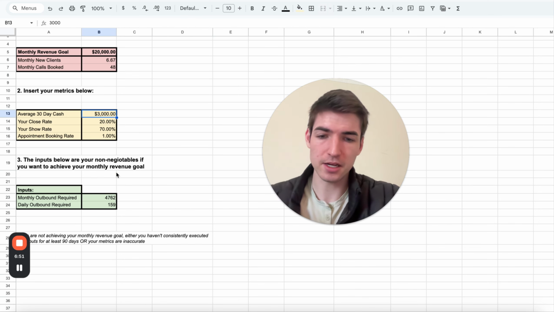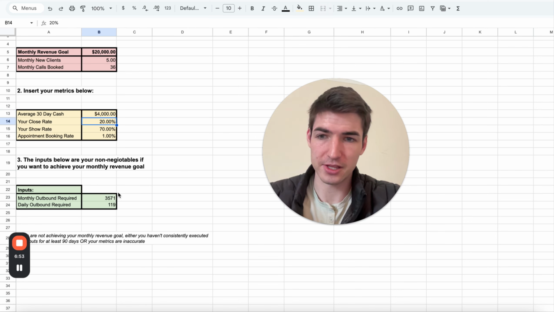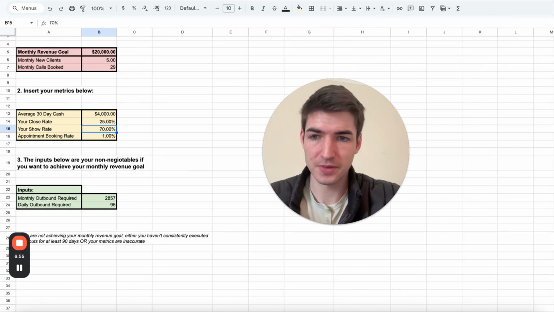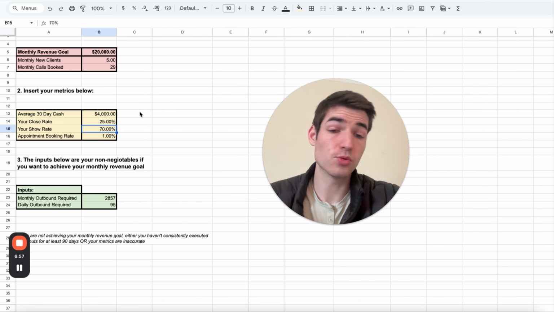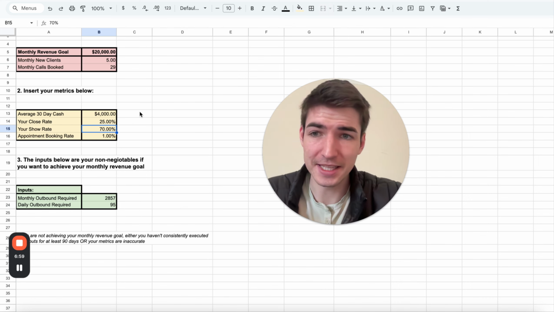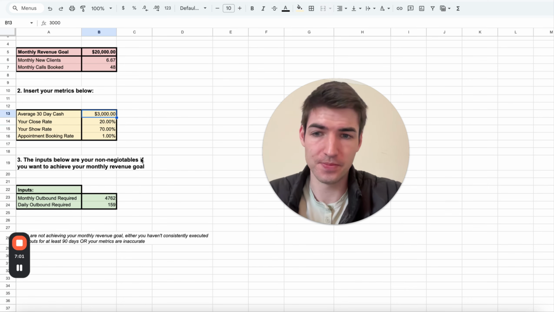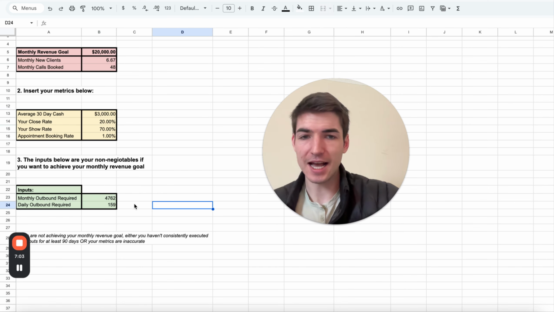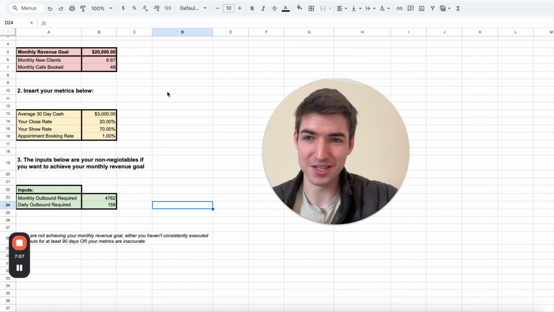We could easily increase prices and this will dramatically change it. We could easily get this close rate up. That will dramatically change it. There's all these things we can do to make this much easier. But even worst case, the one problem you have to solve is sending that many messages per day. You have an easy business.